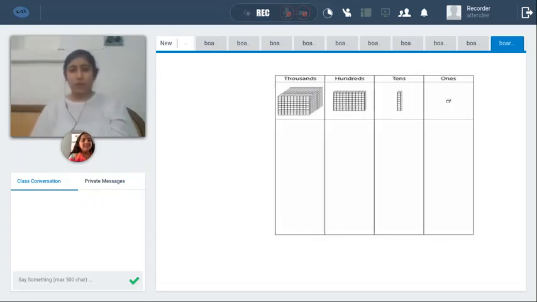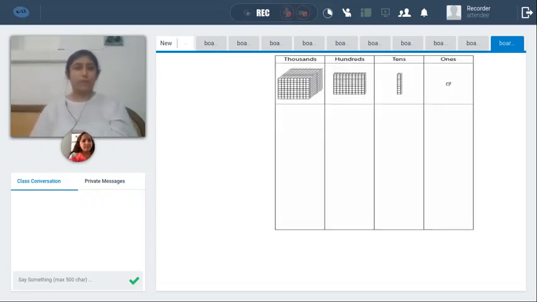Now let us take one more example here. Let's say 73. We have a digit 7 and a digit 3. Can you tell me the digit which is at tens place? 7. Very good. And the digit which is at ones place? 3. Very good. So we have 3 ones and we have 7 tens.